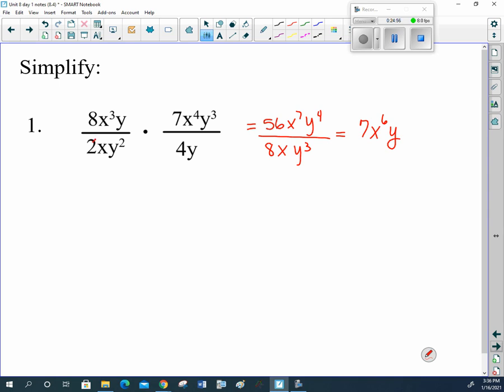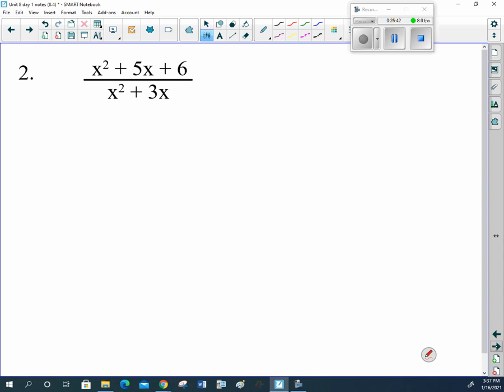I could say, well, 2 goes into 8 4 times. This 4 reduces with that 4. This y is going to reduce with that y. This y squared will reduce with this y to the third and leave us with a y. This x reduces with this x to the third and gives us x squared. And then we've got everything crossed out, and what are we left with? We're left with x squared times 7, x to the fourth, y. One last step, and we get 7, x to the sixth, y. So like I said, there's more than one way to approach that one. Whatever you're comfortable with.